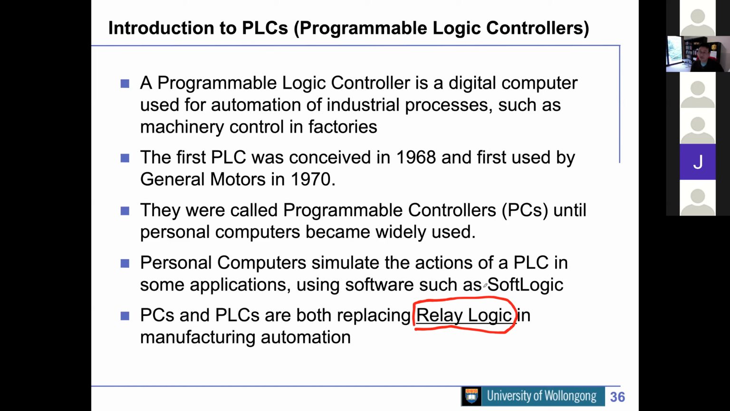Well, this is very popular logic control in industry before the PLC. The PLC started in the 1970s, a similar time with the computer. At the beginning, it was called a PC, programmable controller, for a few years. Then people realized PC is short for personal computer. It's very confusing, but personal computer is a way more popular name.